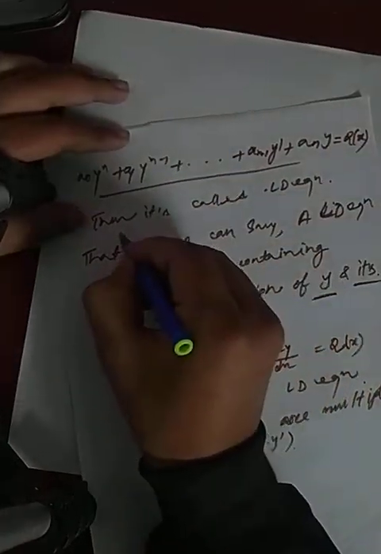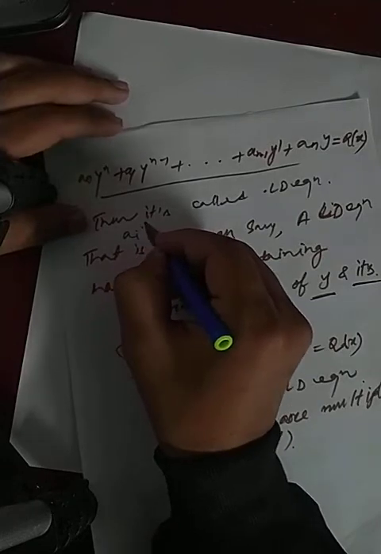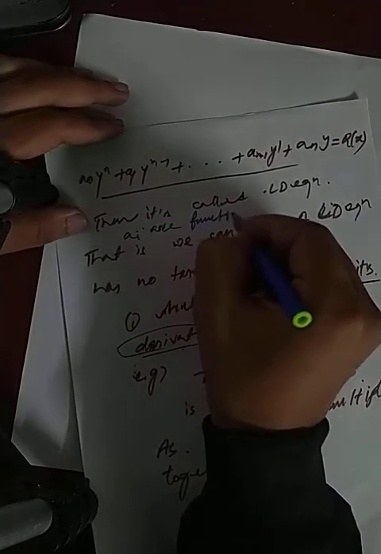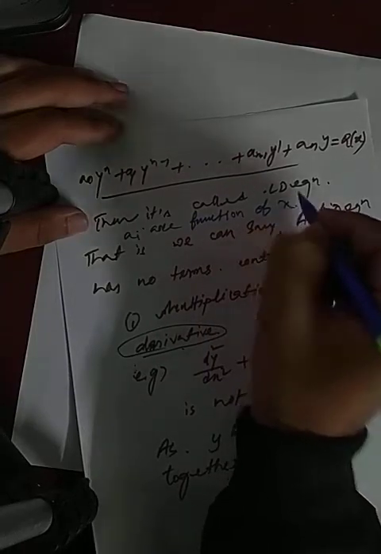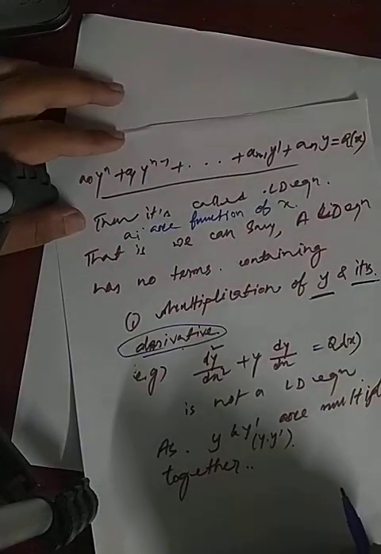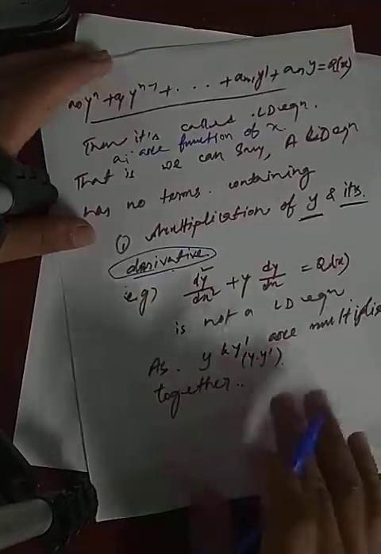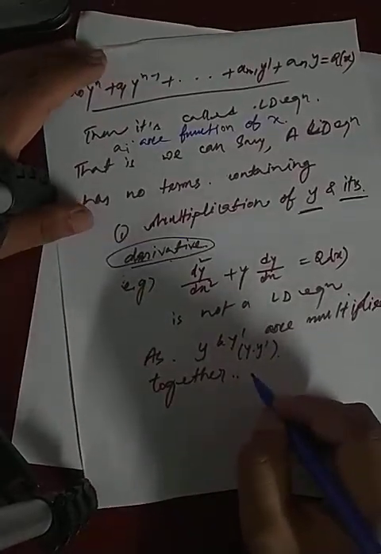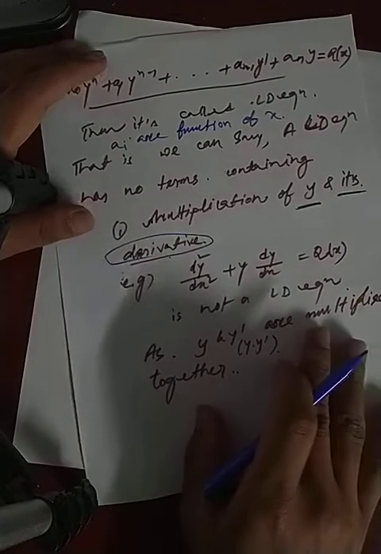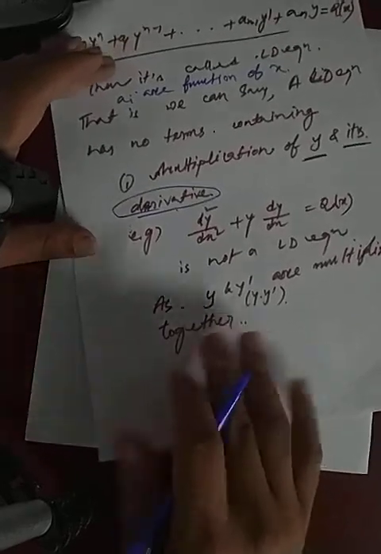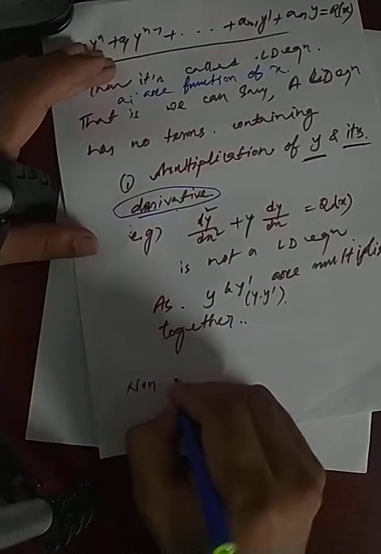So what are the a i? The a i are functions of x. This is important to know. Here the a i's are functions of x, so that's the basic one.